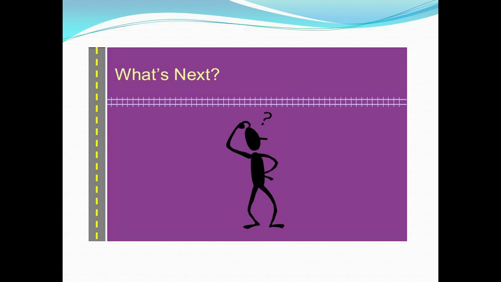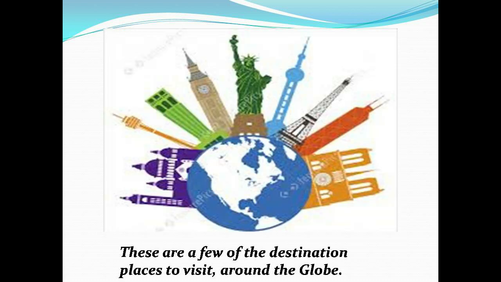Children, you all might be thinking, what's next to learn in this lockdown period? It's right that due to the outbreak of the pandemic disease COVID-19, nobody is able to visit any places. But we can enjoy watching some destination places in our next slide. Yes, children, we can see a few destination places to visit around the globe. They are the Eiffel Tower, Statue of Liberty, Taj Mahal, and many more to visit.